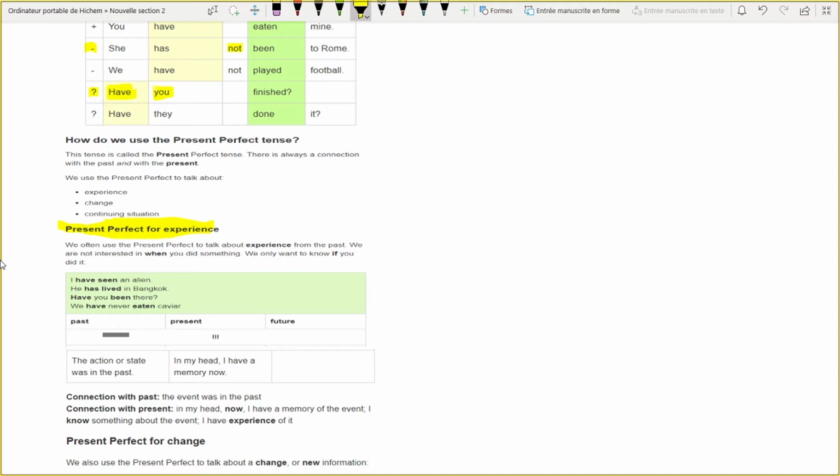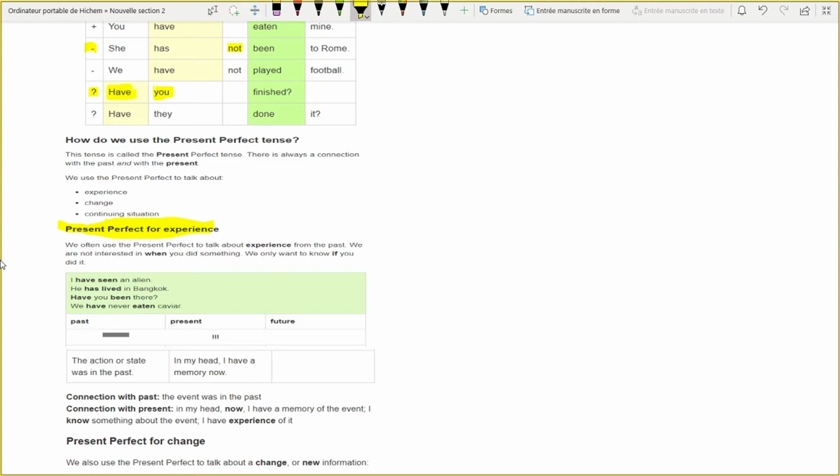We often use the present perfect to talk about experience from the past. We are not really interested in when you did something. We only want to know if you did it. This is what we mean by experience. For instance, you say, "I have seen an alien," right? From your sentence, I will understand that this action happened in the past, but I'm not really interested in when. I do not really know when. Have you seen this alien of yours, right?